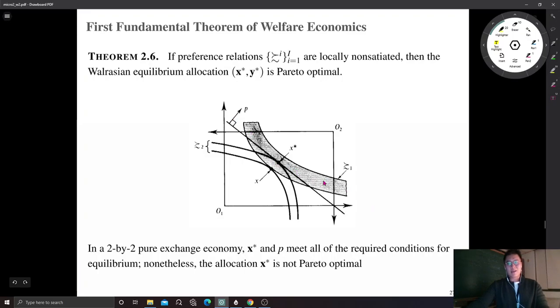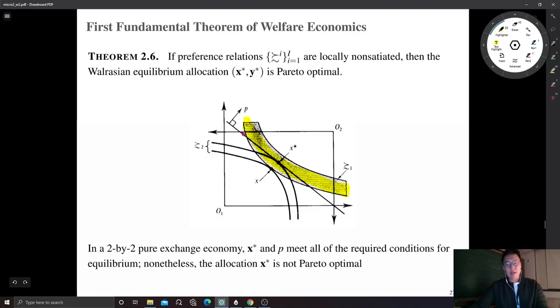Suppose that consumer one's preference relations do not satisfy the local non-satiation assumption. So consumer one's indifference curve is thick like this, some thick stripe. Any bundles inside this stripe are indifferent to consumer one. And think about this allocation X star. At this allocation, we have an equilibrium price vector P.